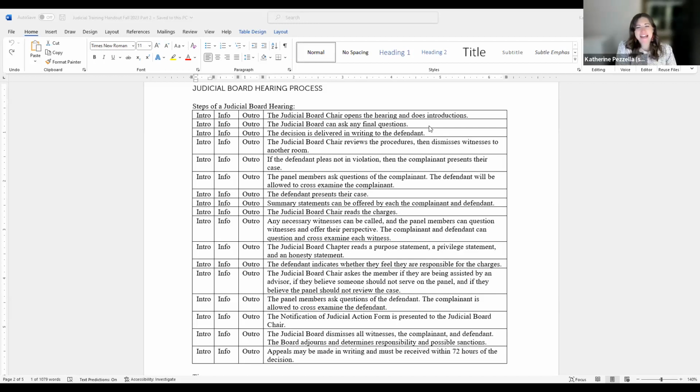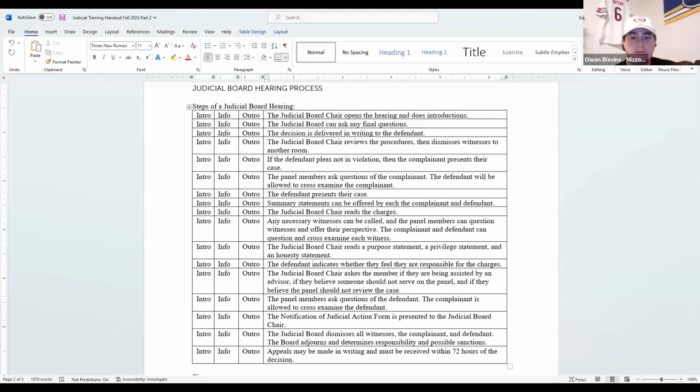Judicial board chair, I think that's supposed to say, reads a purpose statement, a privilege statement, and an honesty statement. Intro. Defendant indicates whether they feel they are responsible for the charges. Info, the beginning.